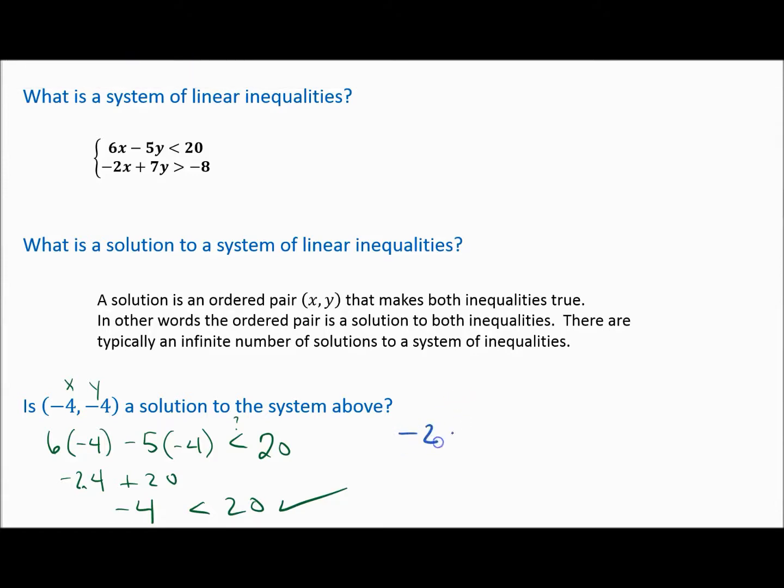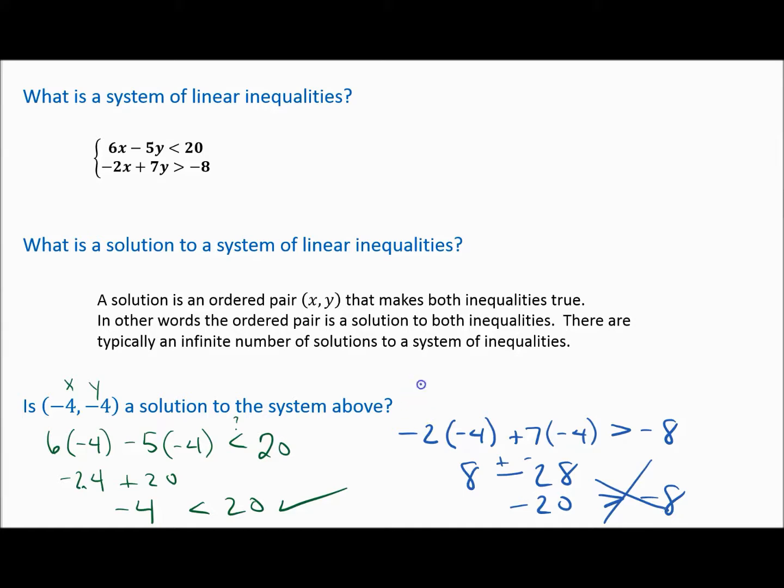So negative 2, I'm replacing my x with negative 4, plus 7, replacing my y with negative 4. Is that greater than negative 8? Well, we're going to find out. Negative 2 times negative 4 is 8. 7 times negative 4 is negative 28. Now 8 minus 28, or 8 plus a negative 28, if you like, is negative 20, and that is not greater than negative 8. So the answer, is this a solution? No, it's not, because it made the first inequality true, but not the second one.